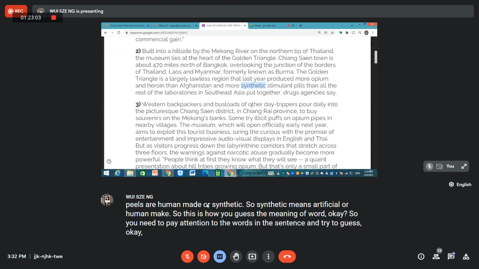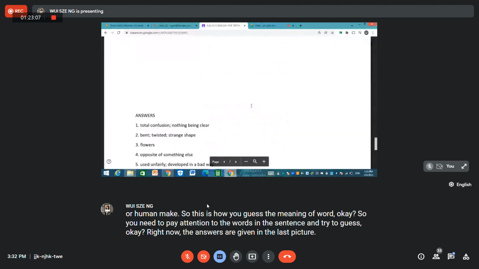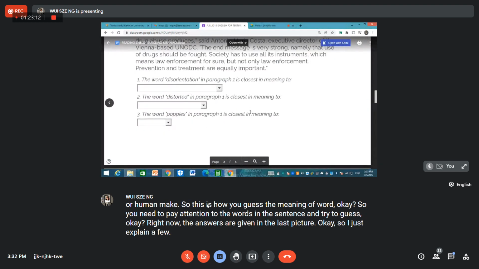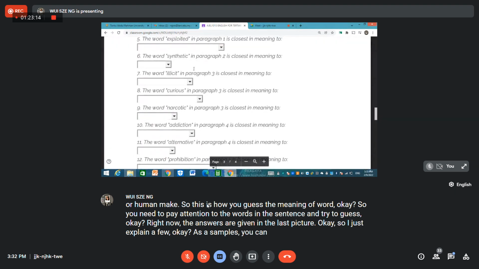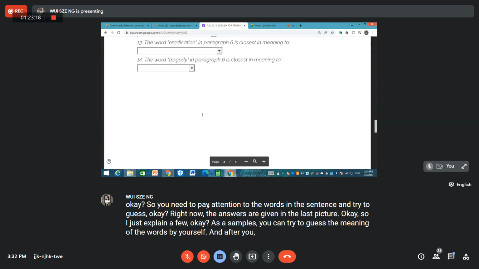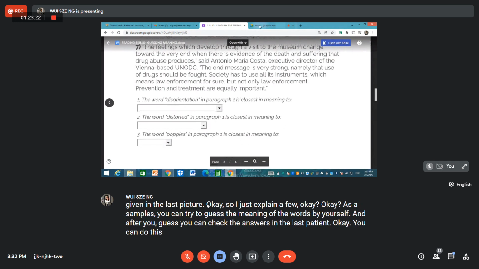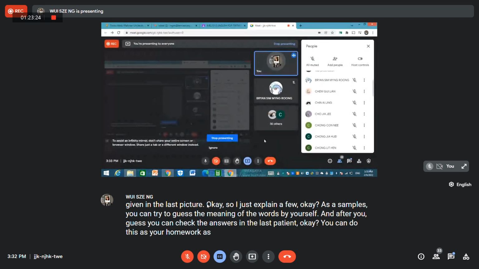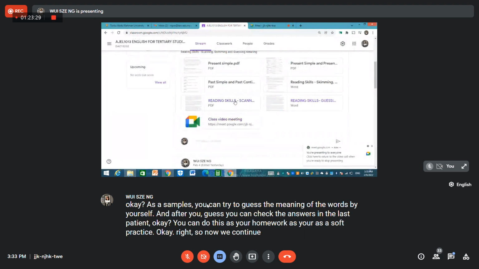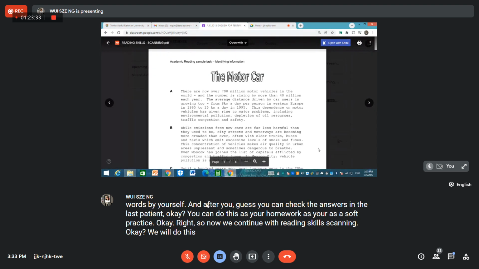Right, now the answers are given on the last page. I just explained a few as examples. You can try to guess the meaning of the words by yourself, and after you guess, you can check the answers on the last page. You can do this as your homework, as self-practice. Right, so now we continue with reading skills, scanning. We will do this exercise.